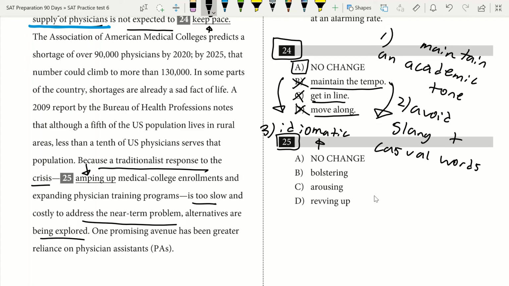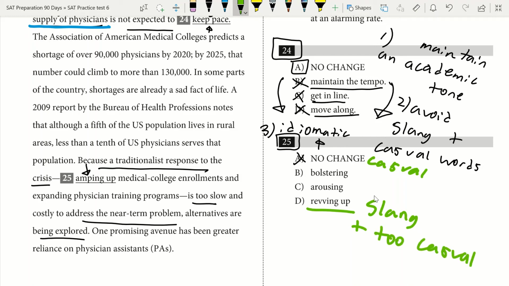We wouldn't say amping up medical college enrollments in an academic essay like this. Amping up is too casual. I'm going to put that in green so you can see it's different from what I'm saying in 24. Answer choice A is too casual. We wouldn't say amping up if we're writing an academic essay. Now, what about revving up? Once again, that's slang. We wouldn't say revving up. It's slang and too casual.